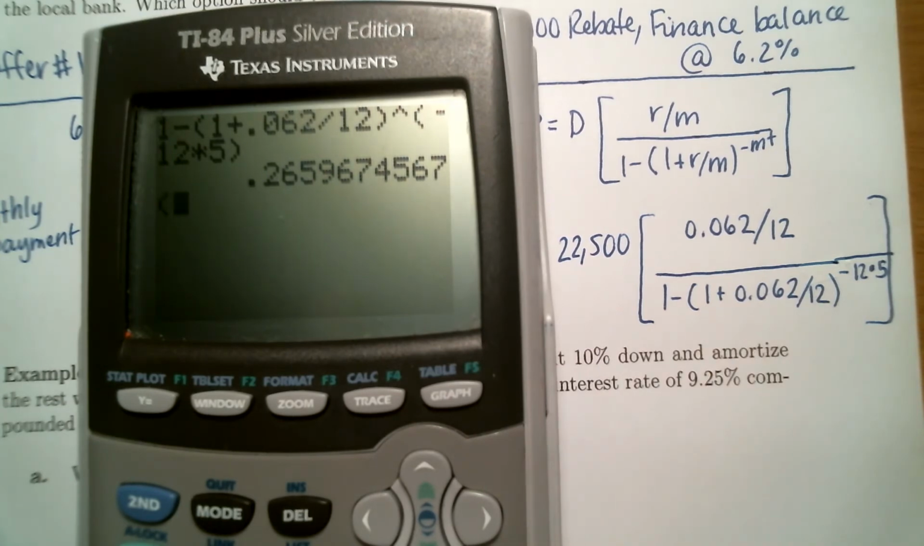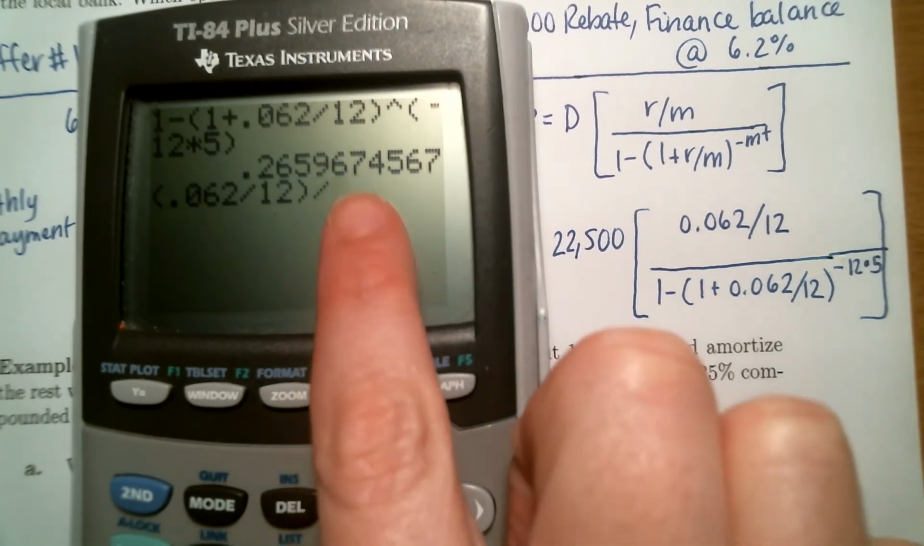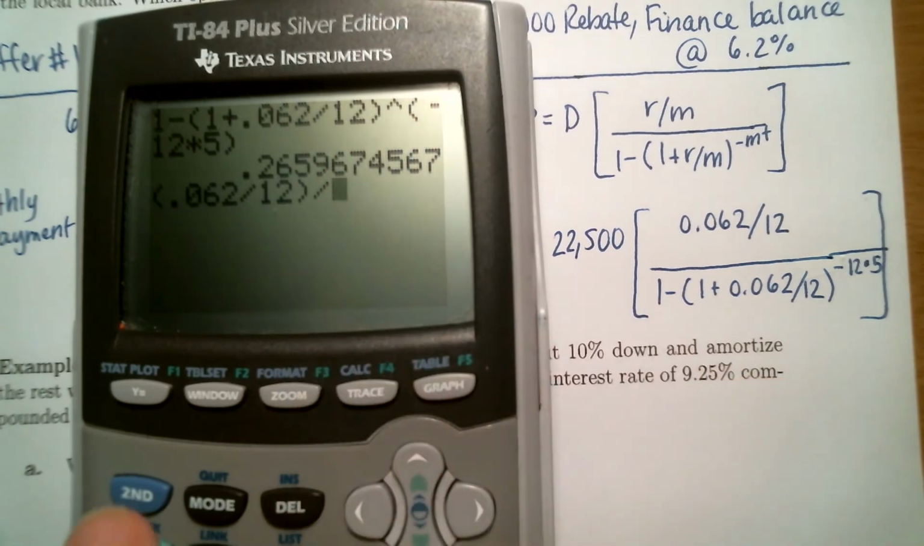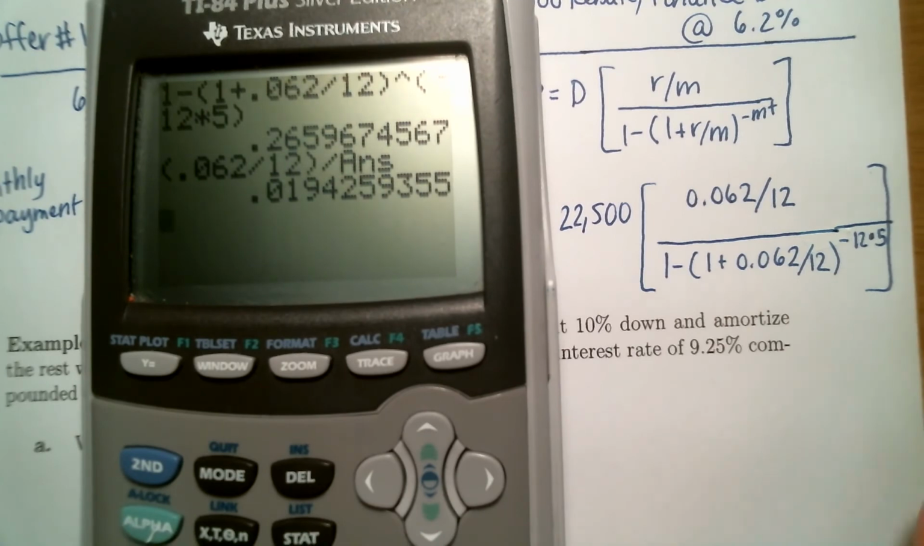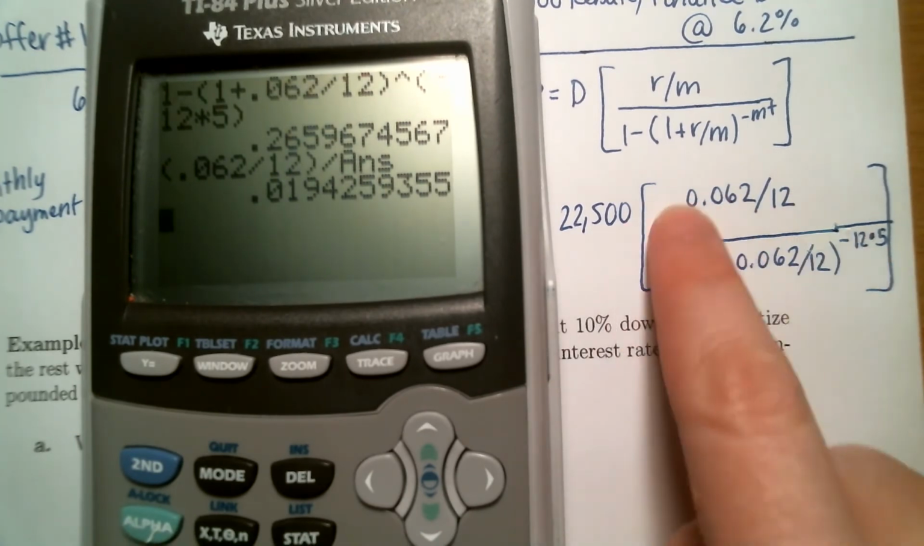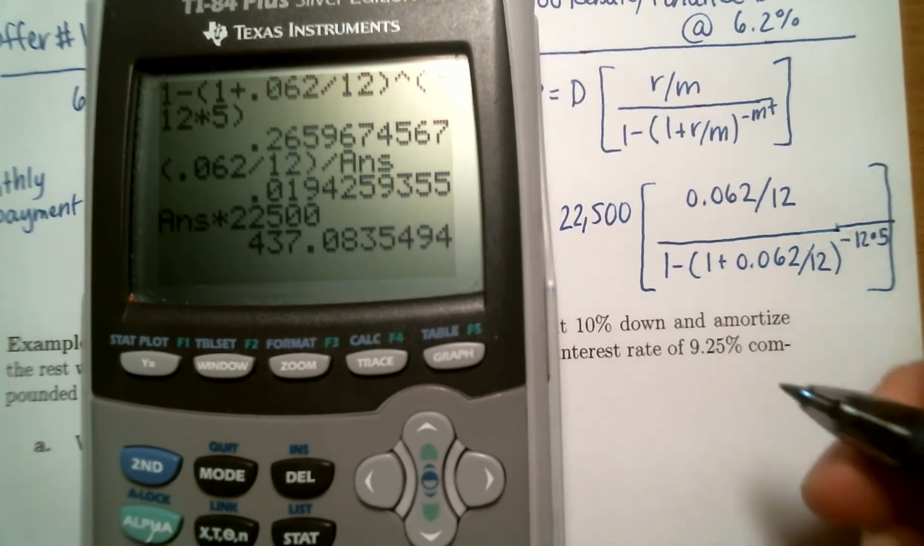I'm going to put it in parentheses. All right, so there's the numerator. I am going to divide by the denominator, which is this previous answer, so I'm going to call up the previous answer or just retype all the digits. And this is going to yield what is inside the brackets. And now we need to take that and multiply by 22,500. That is going to give us our monthly payment.